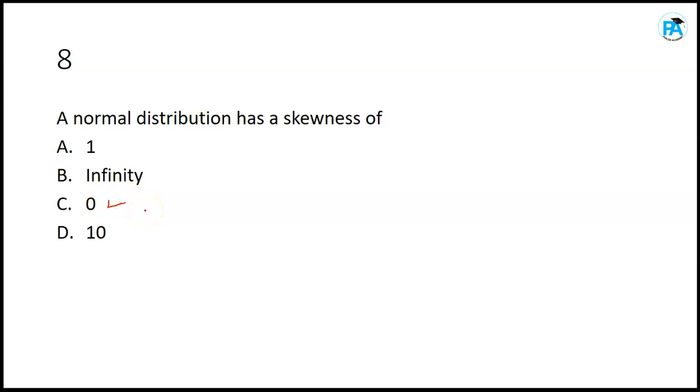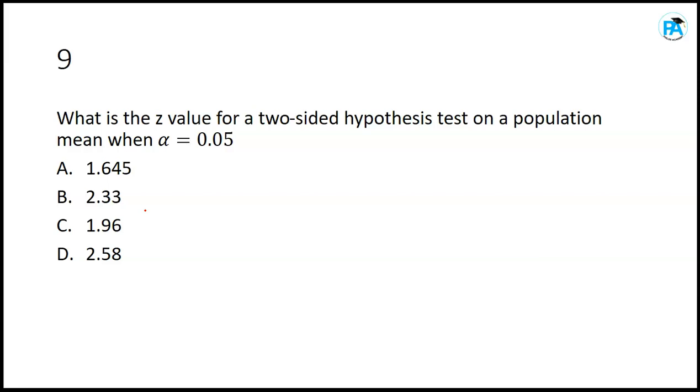Is 0. Let's proceed. Question 9 says, what is the z-value for a two-sided hypothesis test on a population mean when alpha equals 0.05? Now, this says two-sided, not one-sided, okay? Whenever a question says you should find the z-value for a two-sided test, just do like this. If you are using a full z table, you say 1 minus alpha over 2.